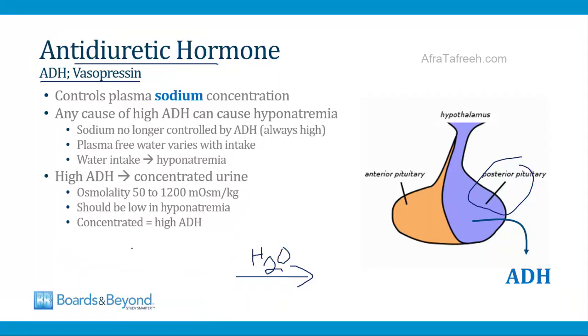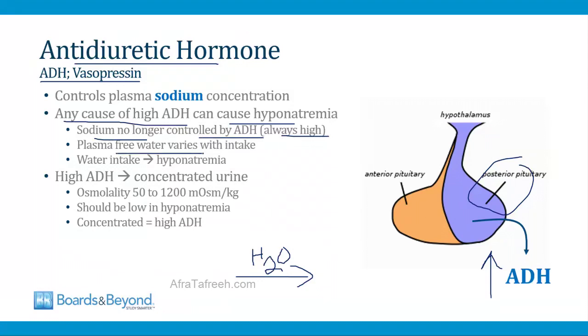And so you can understand most of the causes of hyponatremia if you just appreciate that any cause of high ADH is going to cause hyponatremia. If anything goes wrong and the ADH level is always high in the body, then sodium levels are no longer being controlled by ADH because it's always high. The plasma free water is going to vary with water intake.